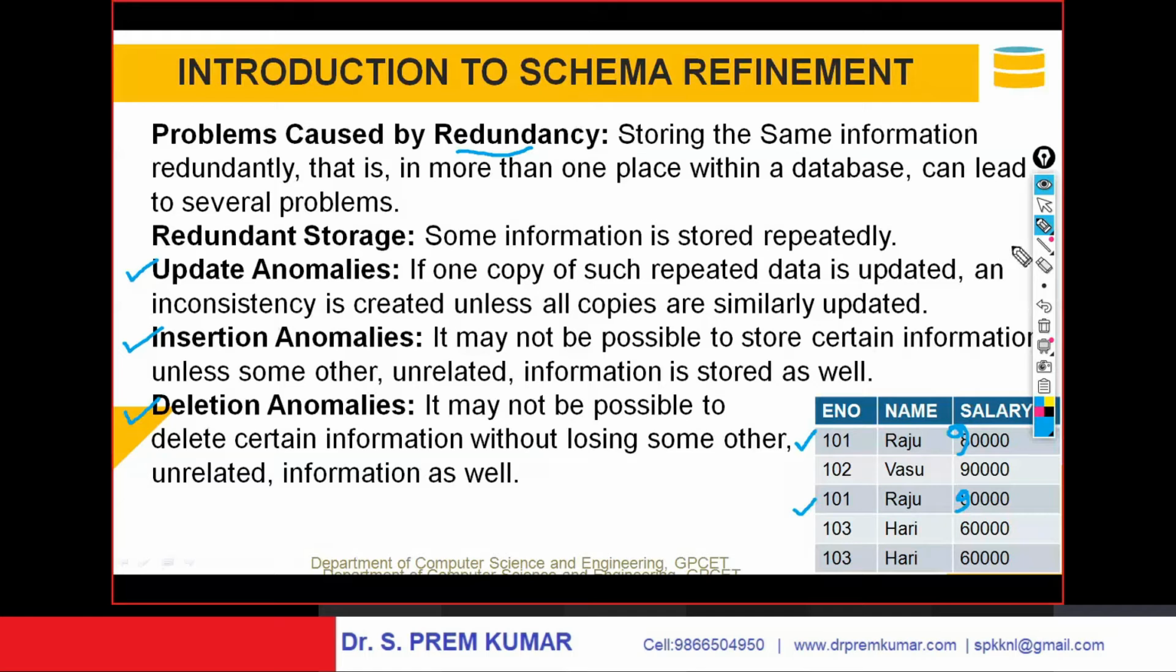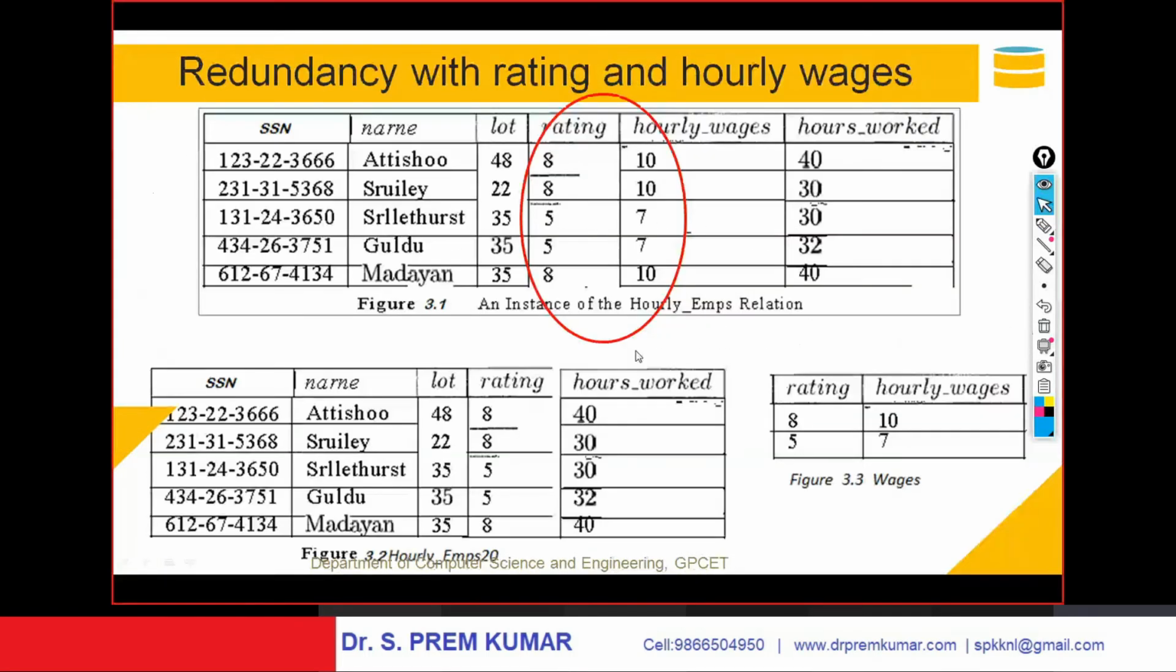Now we will study an example. You observe this example. Here there is a big table with SSN, that is social security number, and name of employee, and of course rating and hours worked. Rating, hourly wages, and hours.